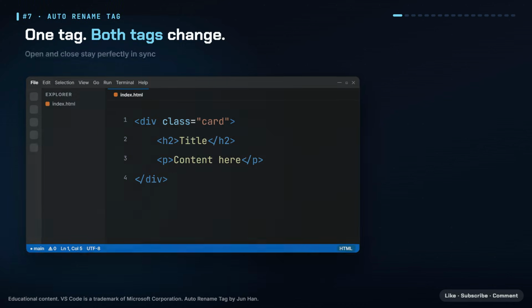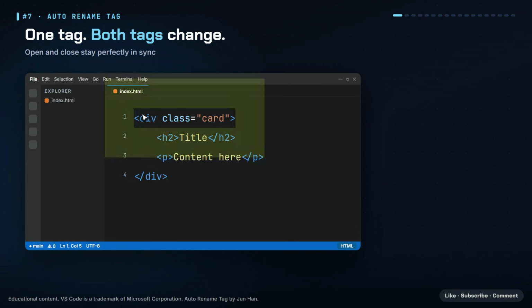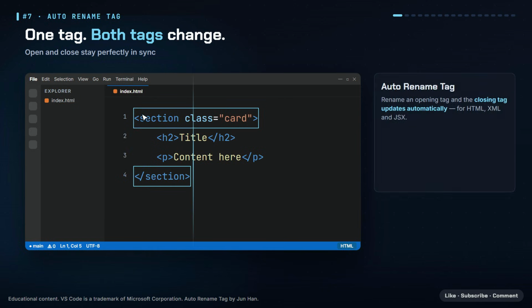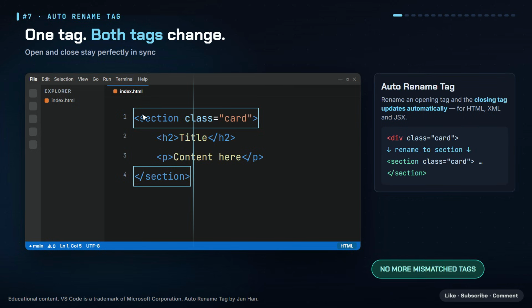Rename an opening tag and the closing tag follows automatically. Div becomes section on both sides at the same moment. A connector shows the pair. No more mismatched tags. No more broken layouts. This tiny tool saves hours.